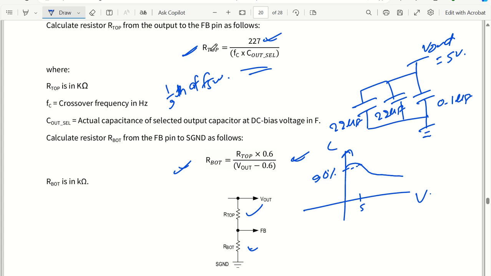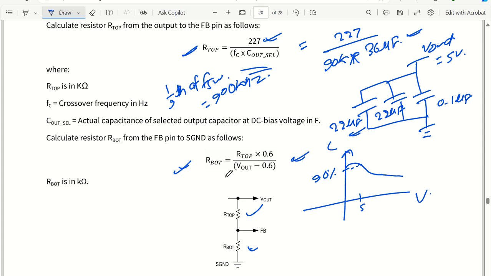So this is how you will get your R top value. Let us say 90% of these, let's say how much it is, 18 microfarad. So 18 plus 18, let's say 36 microfarad. So this will be how much? 227 divided by 1, let us say this is going to be 900 kilohertz, then 1 by 9th will be 90 kilohertz. So 90k multiplied by, 18 plus 18 is 36 microfarad. So this is how you are going to get your R top value. So this will come to how much? Total kilo ohm. And according to that, R top value can be utilized here to get your R bottom value.